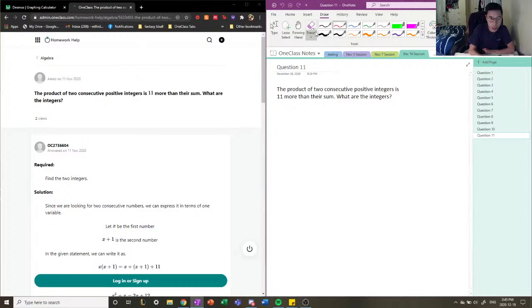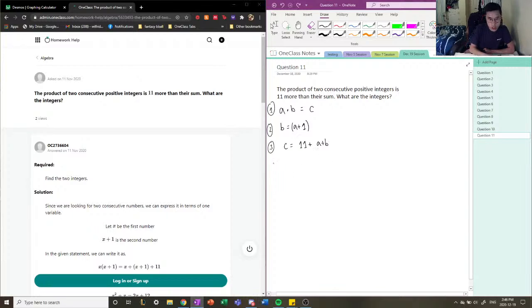Let's say integers a times b is equal to c. We know that there is a product, so that's the first thing that we know. The second thing is that they're consecutive, so we know that b is equal to a plus 1. And finally, we know that c, or their product, is equal to 11 more than their sum, so it's equal to 11 plus their sum, a plus b.